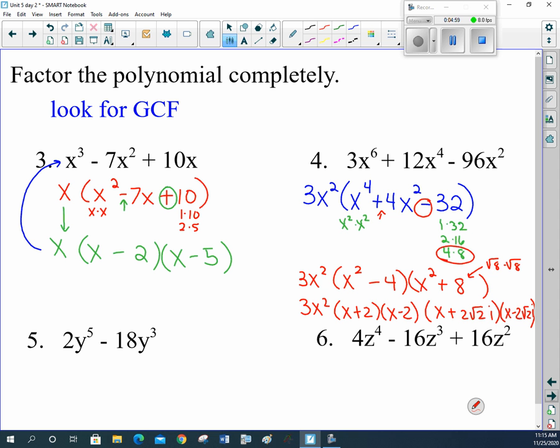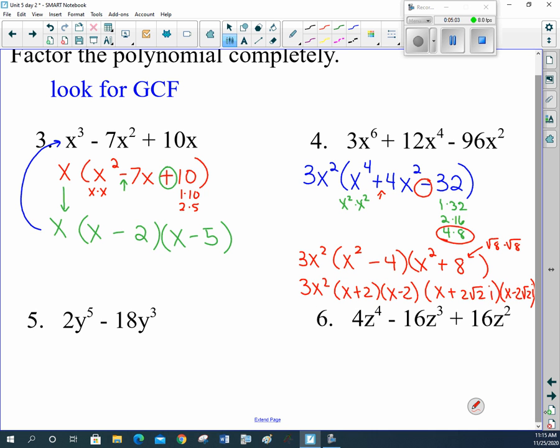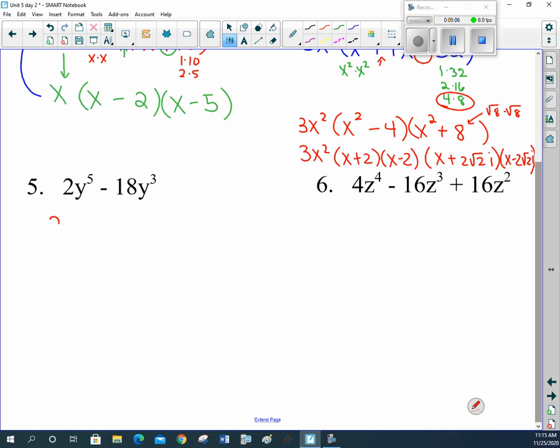Okay, number 5. Looks like to me I've got a GCF of 2y to the third. So I'm going to factor that out. That leaves me with y squared minus 9.